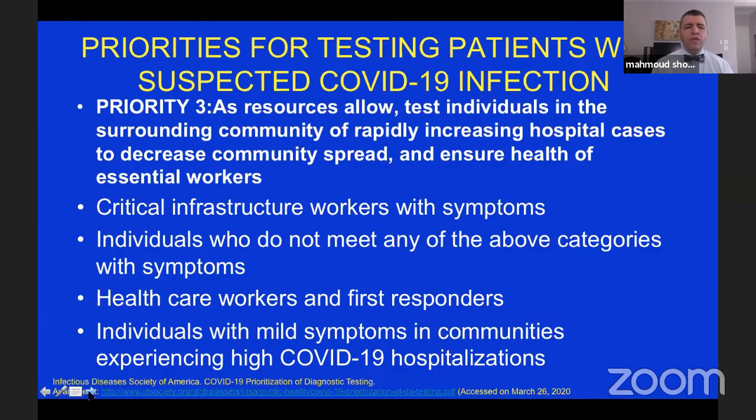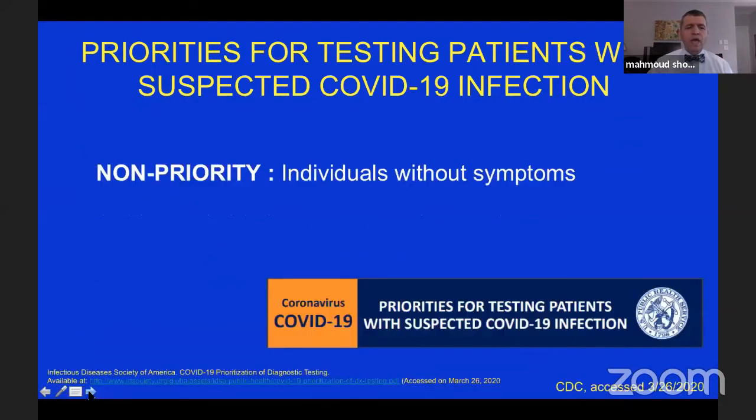The third priority for testing is, especially if you are realizing there's increasing hospital spread from the surrounding community, you need to test your symptomatic patients, even with mild symptoms, and communities with high COVID hospitalization. You need to check with first responders and healthcare workers, individuals who do not meet the above criteria, but they still have symptoms. And if you have enough capabilities of testing, then you can even test the individuals without symptoms. And we'll talk about the importance of the asymptomatic carriers in spreading this type of pandemic.